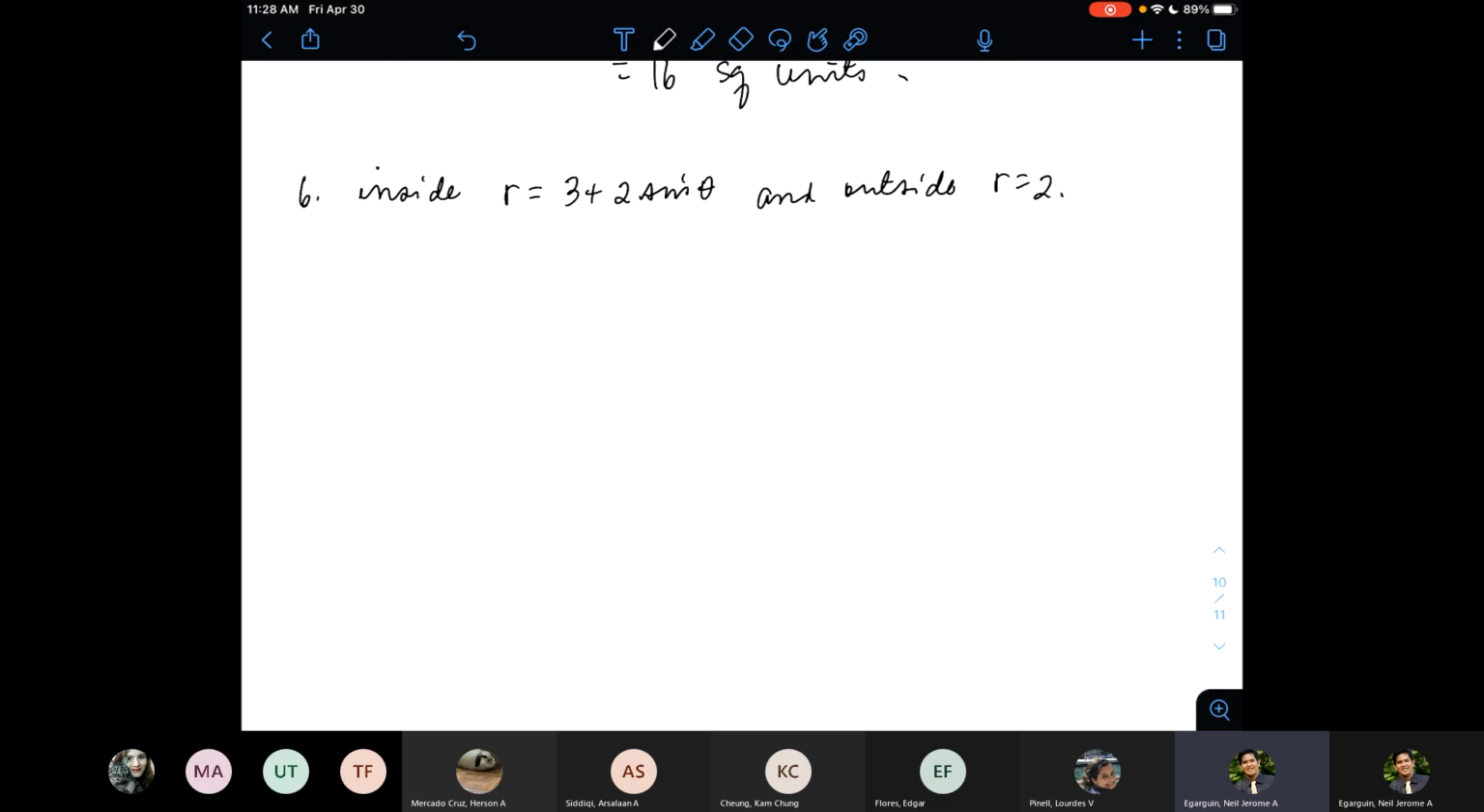Let's identify what graphs we have. For the first one, we have r equals 3 plus 2 sine theta. This is a limaçon, right? And for limaçons, we need to identify what type of limaçon we have. So here we have a over b equal to 3 over 2, which is greater than 1 but less than 2. So we have a dimpled limaçon.